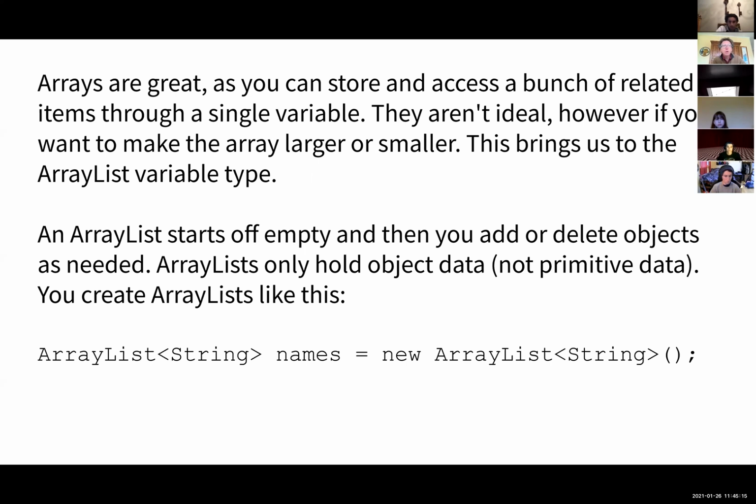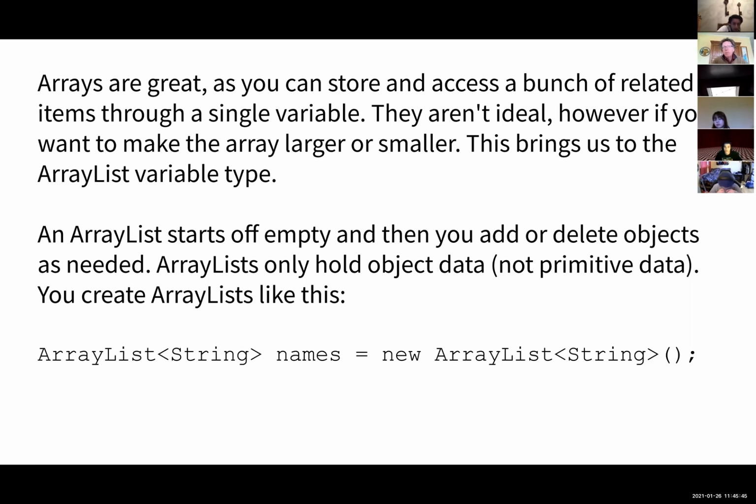Because I hope you all remember, with an array, you say how big it's going to be at the very beginning, and then you can't change that. So an array list starts off empty, and then you add or delete objects as needed. Also, array lists only hold object data, not primitive data. So object data like our frog class or some student class or strings, but they don't hold regular int or double variables. We'll get to that.